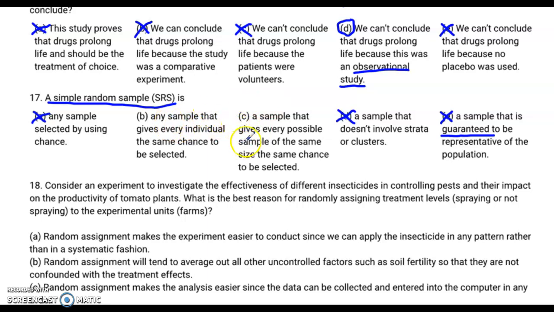We're down to B and C, and this is where students sometimes get confused. We're looking for an answer that can only be applied to simple random sample and can't be applied to any other type of sampling method. Let's look at B. Any sample that gives every individual the same chance to be selected. Well, that definitely does describe simple random samples. No argument here. But it could also describe some other sampling techniques.